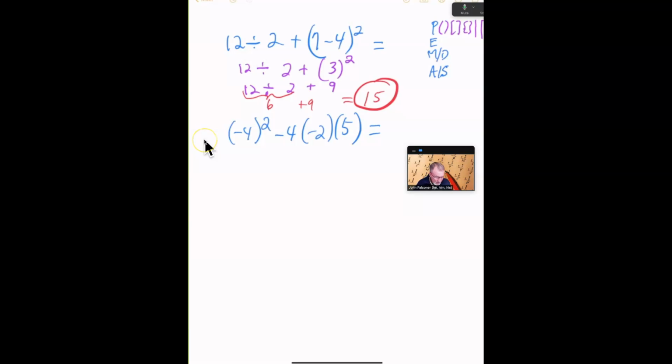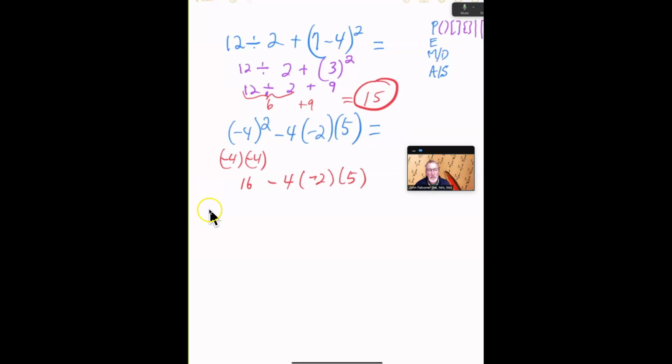So we're going to start with negative 4 times negative 4. And that's the same as 4 times 4, 16. And we have a negative times a negative, so it's going to be a positive result. And then bring down the rest of the expression. So we've got 16 minus 4 times negative 2 times 5.